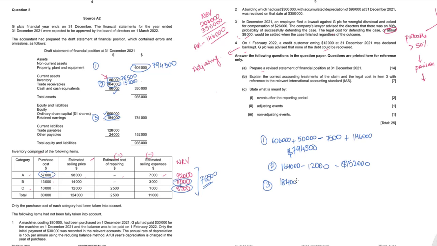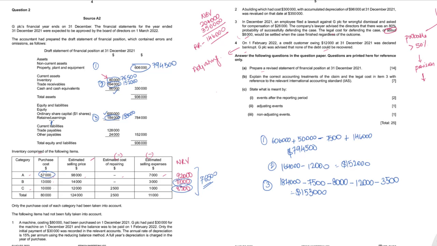So 184,000. From this we will deduct the 7,500 depreciation on machine. Then we will also subtract 8,000 legal cost. We will subtract 12,000 as bad debts, and we will also subtract the fall in the value of inventory. We've reduced the value of inventory, so that will reduce the gross profit, because when you reduce the value of closing inventory, cost of sales increases and profit decreases. So minus 3,500. So our final retained earnings in the balance sheet will be 153,000.